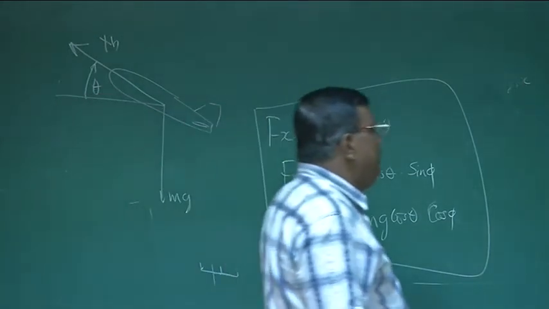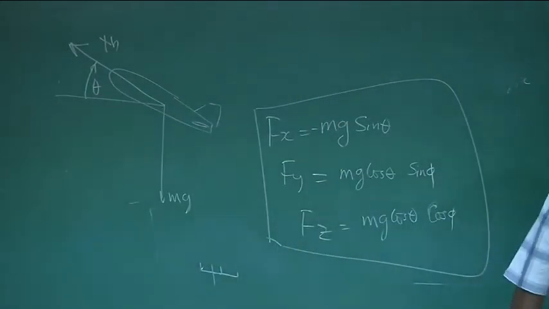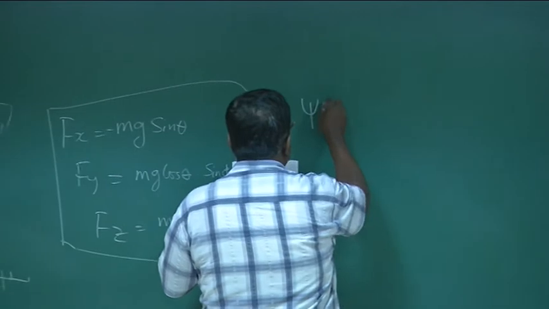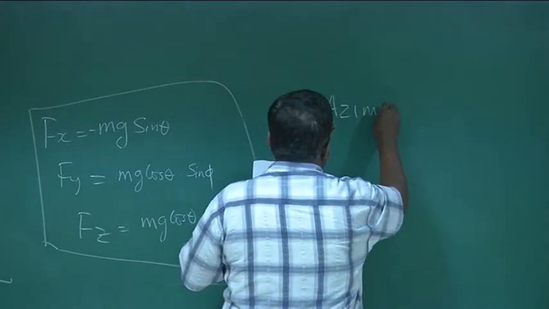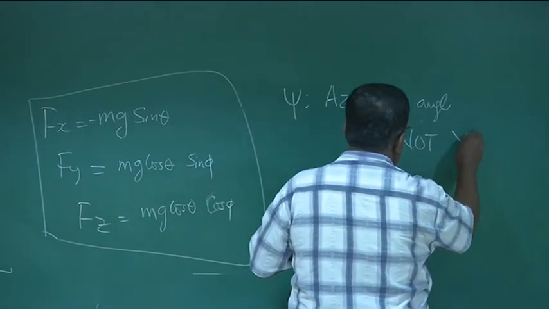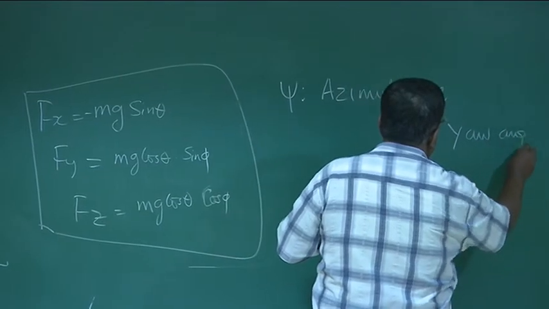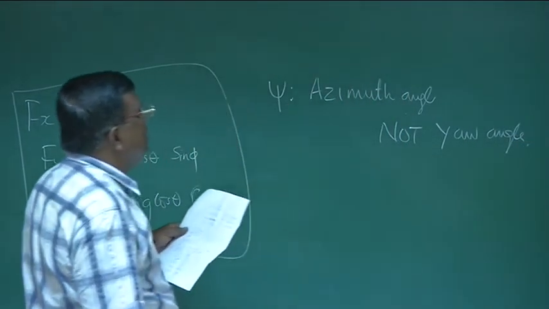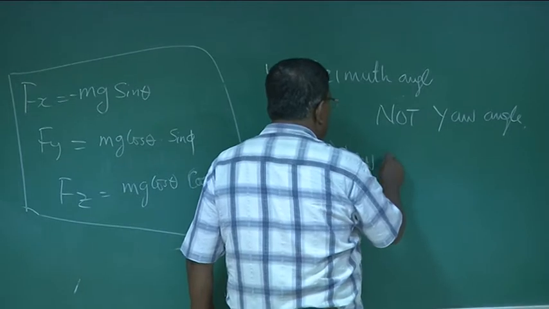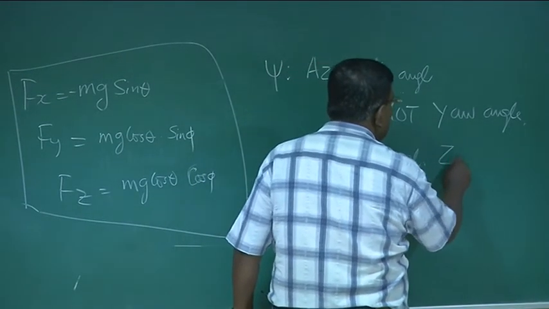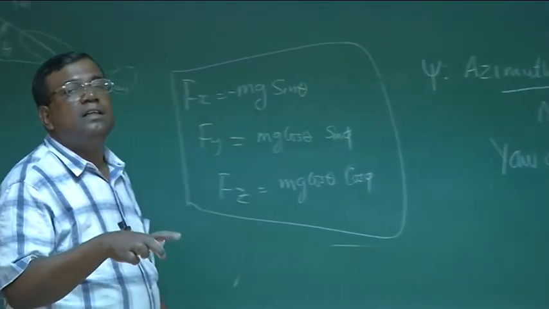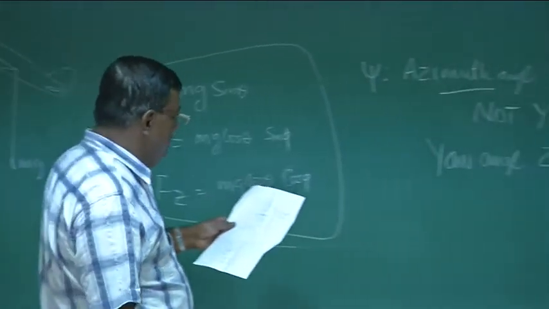Do not forget, we are developing these equations of motion for stability analysis. Okay? There is another word of caution. Please remember, this psi is called azimuth angle, and not yaw angle, strictly speaking, right? Because when you talk about yaw angle, it is actually rotation about the ZB axis. But azimuth angle is rotation about the Z axis of the Earth inertial frame. Okay? These are some subtle things you should understand.